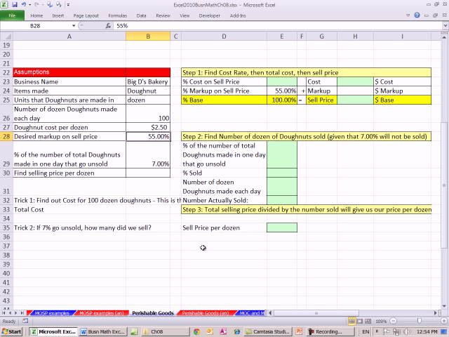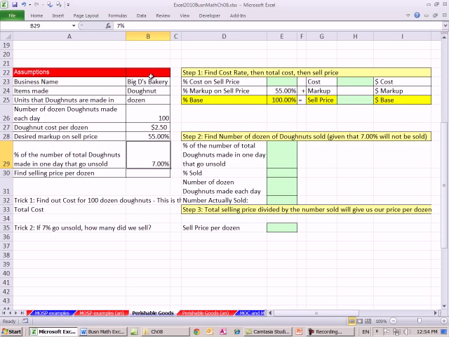Now, in the last video, we saw a banana example. And there, we had to deal with the fact that 10% of the bananas went bad. But here with our donut example, Big D, unfortunately, makes 100 dozen, but 7% of that number go unsold. All right, so we need to figure out sell price per dozen.